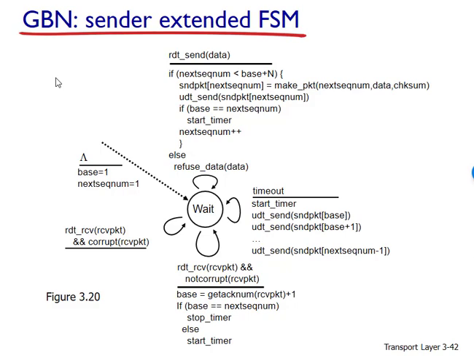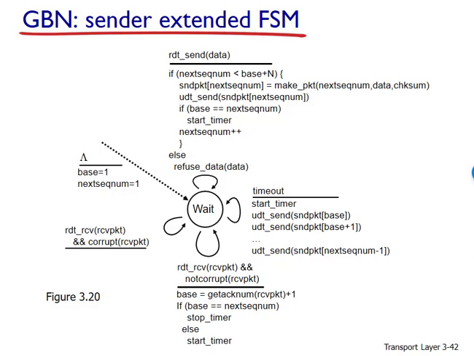In a real implementation, the sender would likely either have buffered this data and not immediately sent it, or it would have a synchronization mechanism such as a semaphore or flag that would allow the upper layer to call RDT send only when the window is not full.